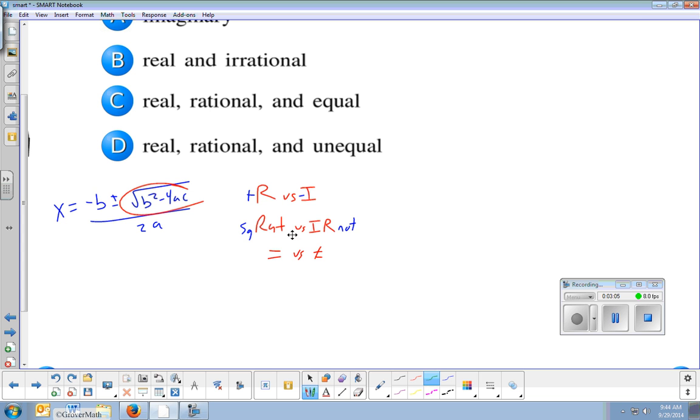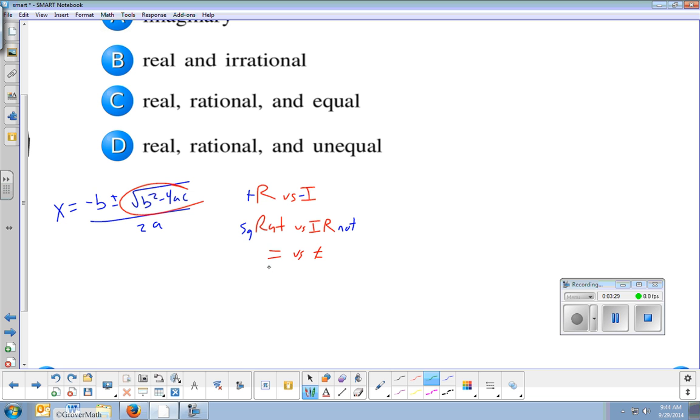Now, once it's irrational, you're done there, just like once it's imaginary, you're done. Once it's irrational, like it's not a positive square, like it's 5 or 7 or 3, then you're done, because if it's irrational, it's automatically unequal. But if it's rational, then you need to answer the next question: is it equal or is it unequal?